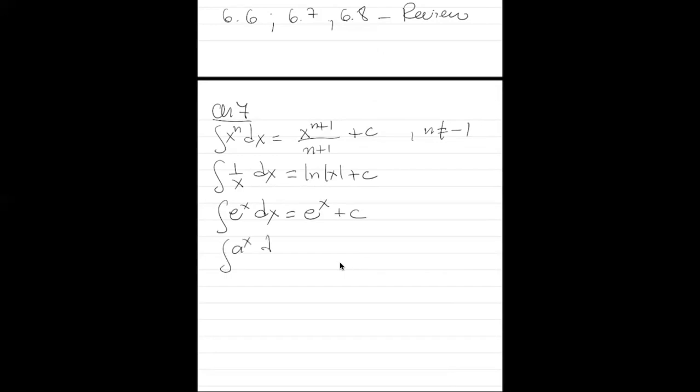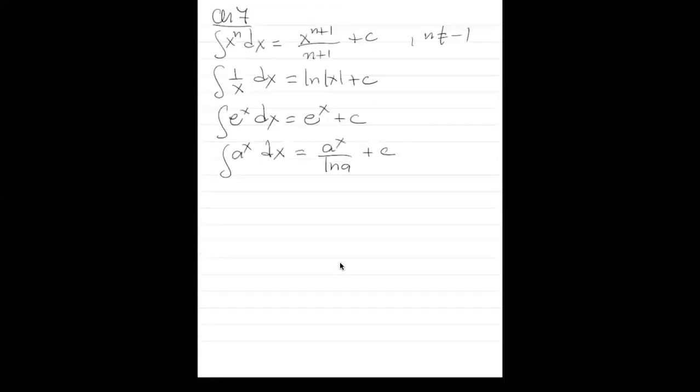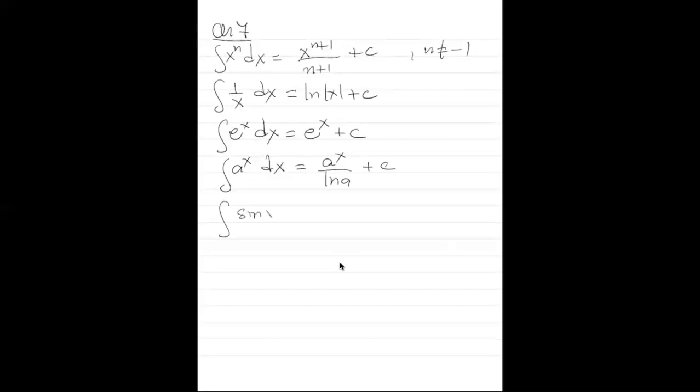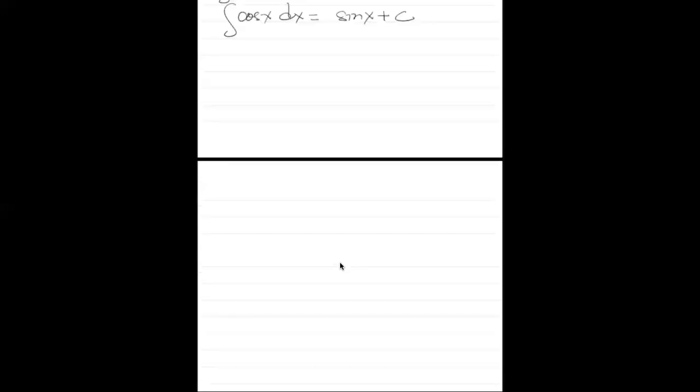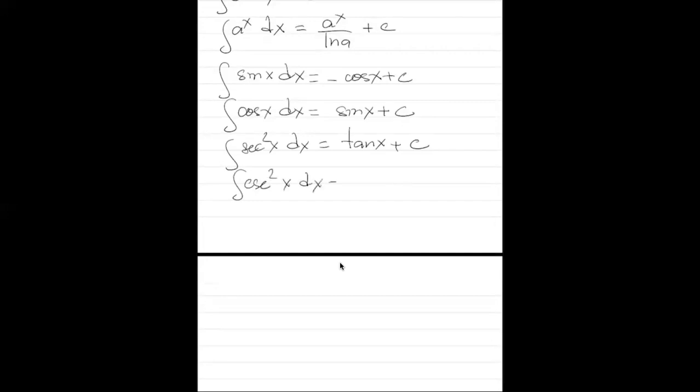However, if the base is something else different than e, then we have to make adjustments with that ln a. The trig functions, negative cosine x here, and integral of cosine is sine. If you ever forget those, you write your differentiation formula and then reverse them. So secant squared, I cannot write just about anything after the integral because it's a lot harder to integrate than to differentiate. So these are selected formulas that we know from differentiation.